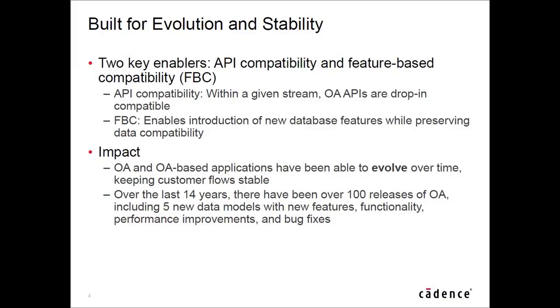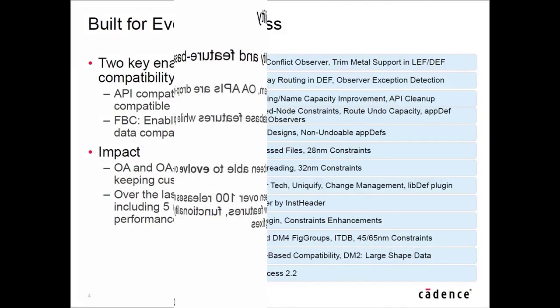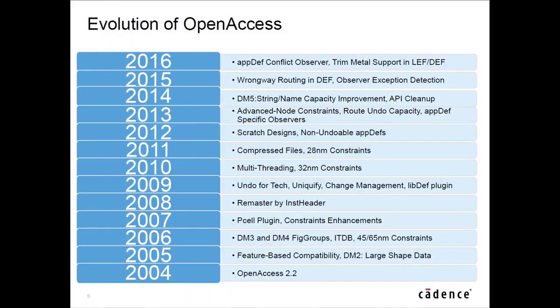And as proof of that statement, we have, over the last 14 years, released over 100 releases of open access. We've introduced 5 new data models with various new features in each of them, and introduced new functionality, performance improvements, and bug fixes in those various releases. So here's a quick view over time of the different releases of open access over the years and the new capabilities provided. Way back in 2005, we came up with our first new data model, which allowed us to represent more shapes, more than 4 gigs worth of shapes.